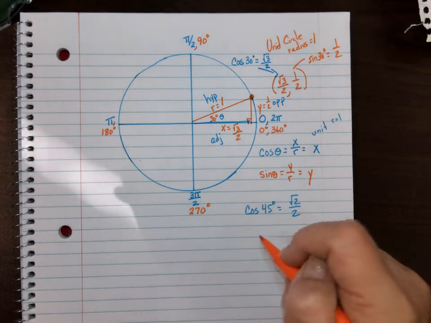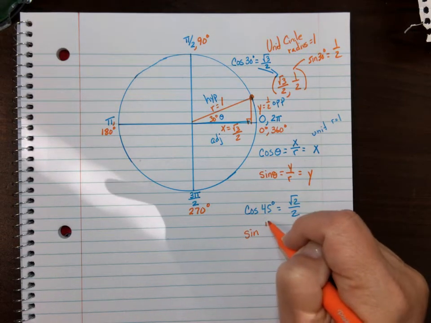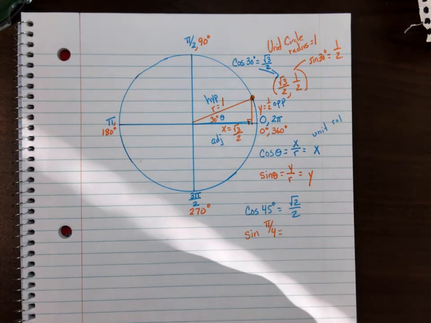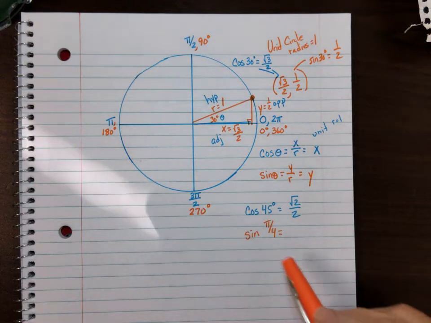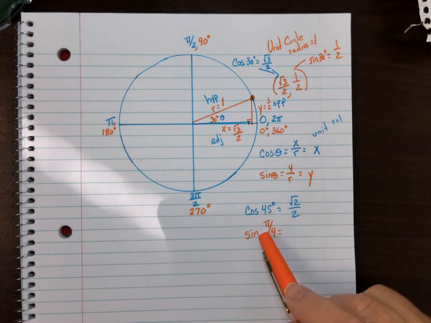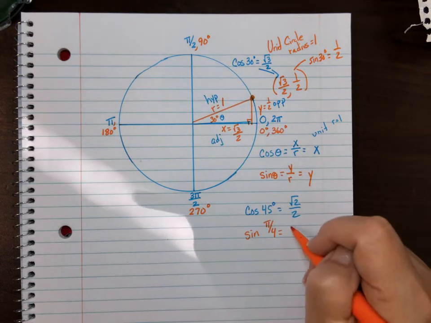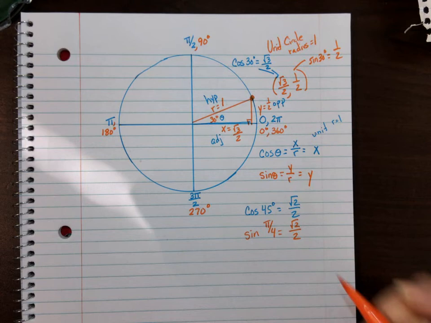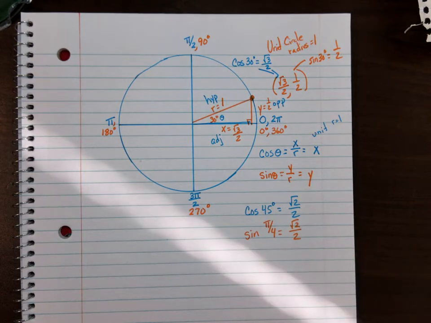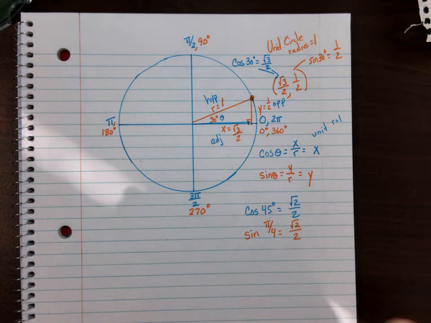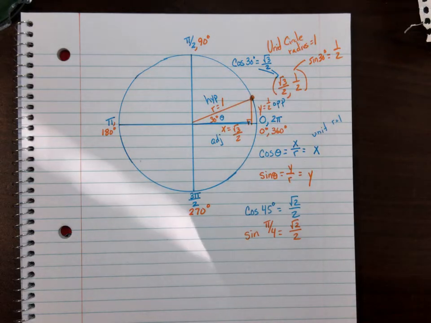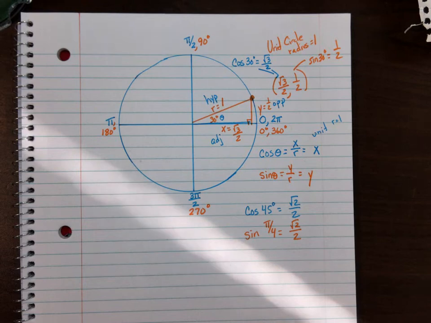Likewise, if you see sine of pi over 4, you already know that sine of pi over 4 is the y value at 45 degrees. That's square root of 2 over 2. So if you've memorized your unit circle, you pretty much already have this down. All you have to remember: cosine is x, sine is y. Done.